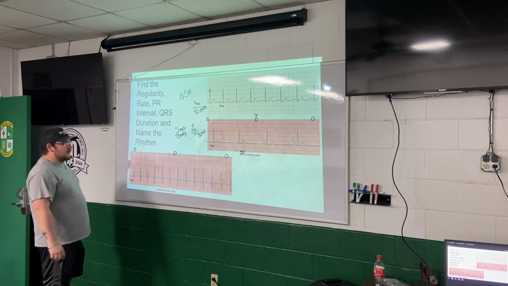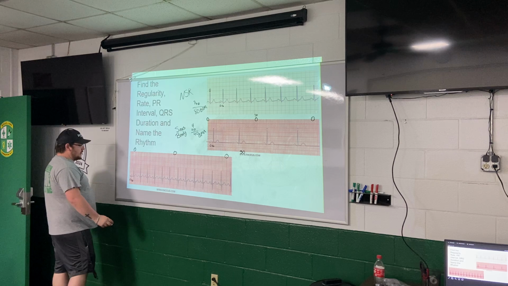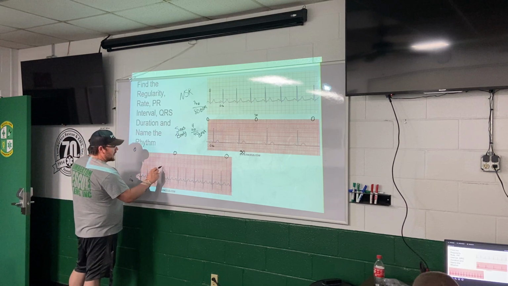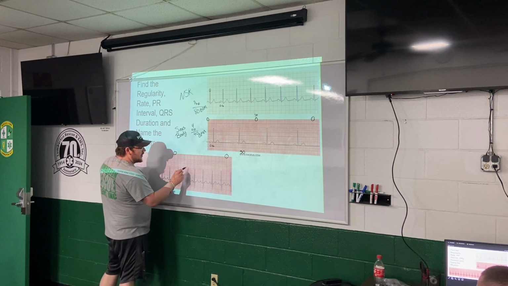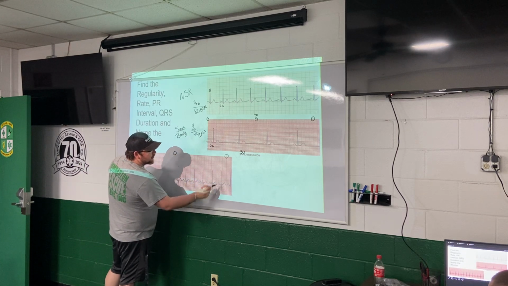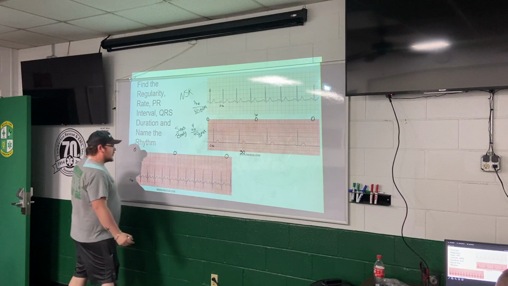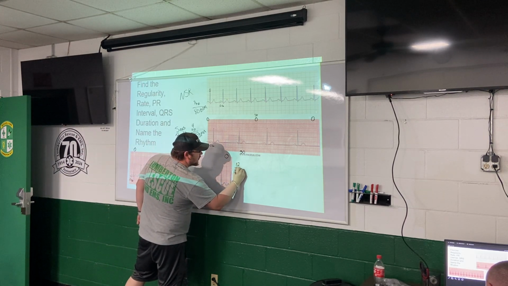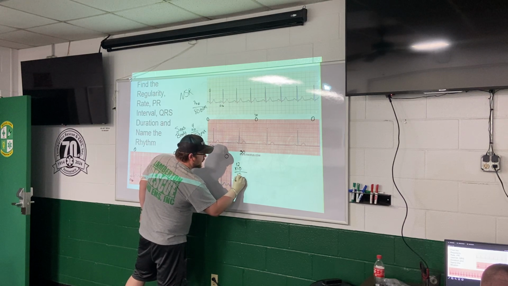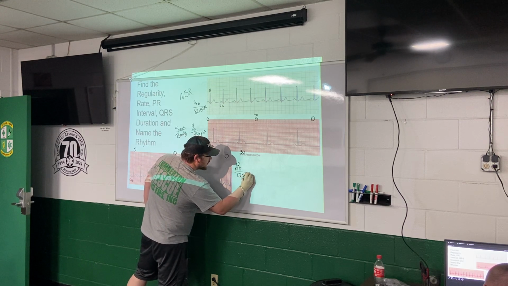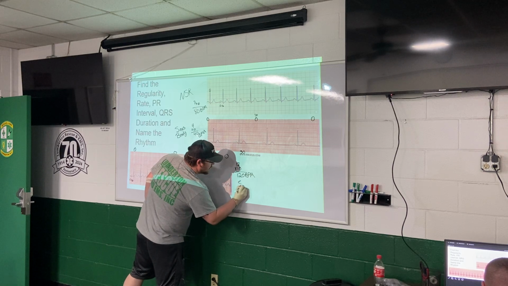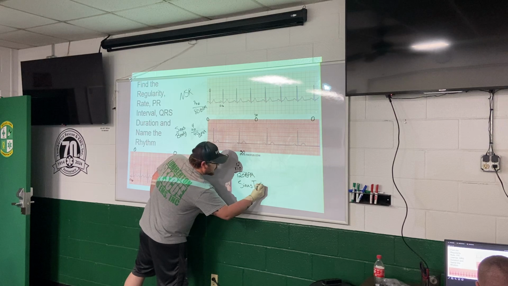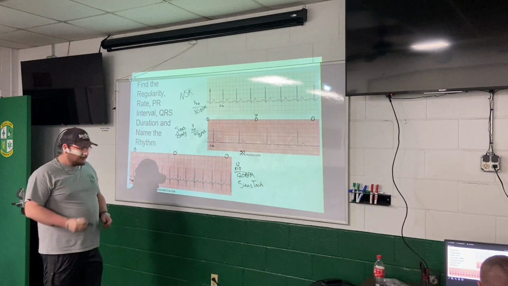Got our 30 boxes. Got a 6-second strip. Count our R waves. 1, 2, 3, 4, 5, 6, 7, 8, 9, 10, 11, 12. So I'll write this over here. 12 times 10. That's going to be 120 beats per minute, which means we're going to be in sinus tachycardia because that heart rate's going to be above 100.